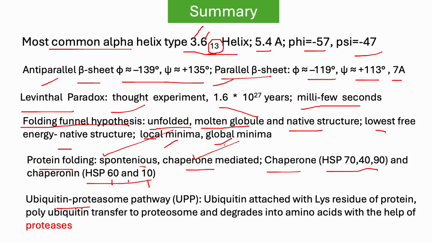To be degraded, the misfolded protein must be tagged with ubiquitin in a poly-tag; one or two in different parts will not be effective. It will not give any signal to the proteasome that it needs to be degraded. To be degraded, it must be polyubiquitin, 4 or more than 4. This ubiquitin is attached to the lysine residue of the targeted misfolded protein, and the polyubiquitin, as I told, 4 or more, transfers them to the proteasome, and then the proteasome degrades it into amino acids, which is done by the enzymes, proteases.